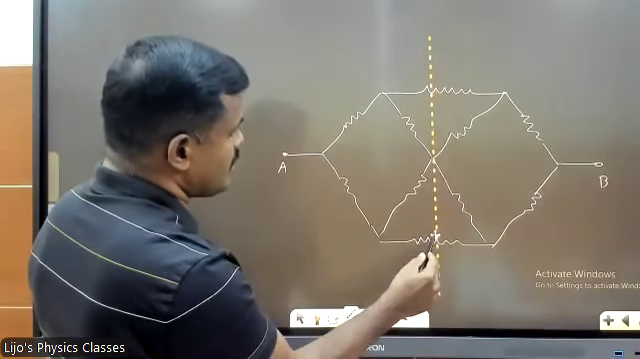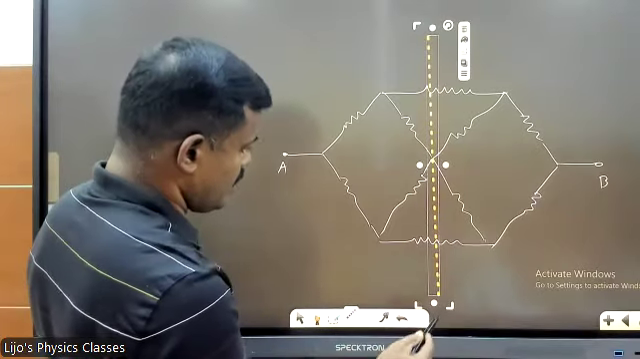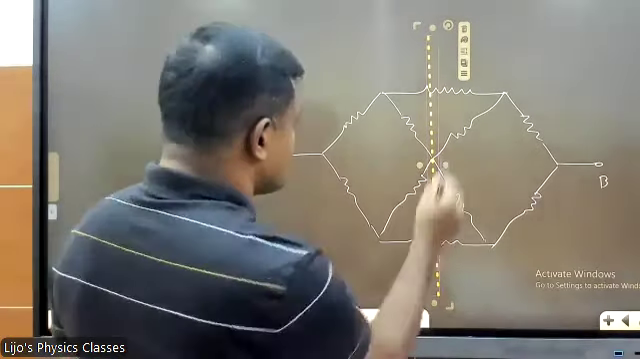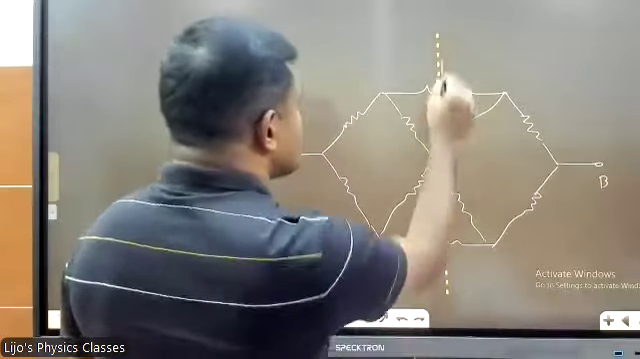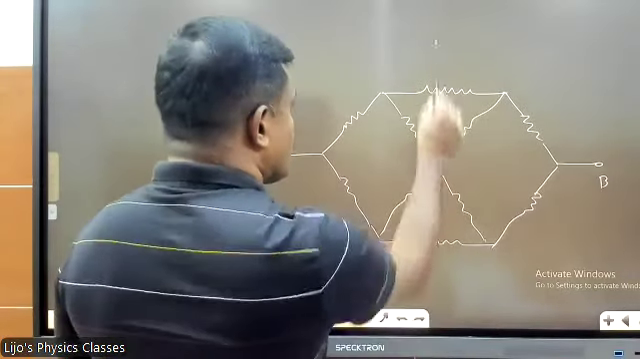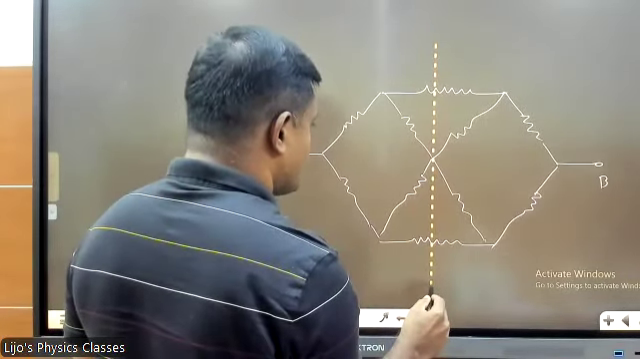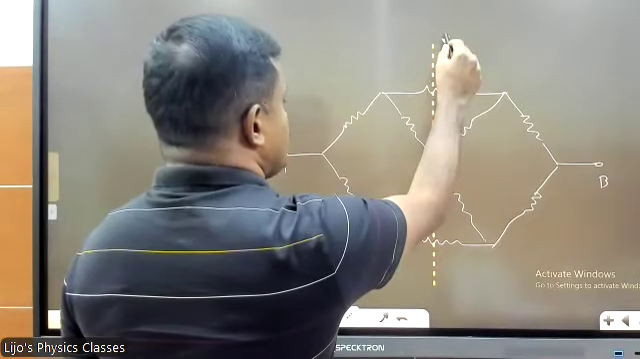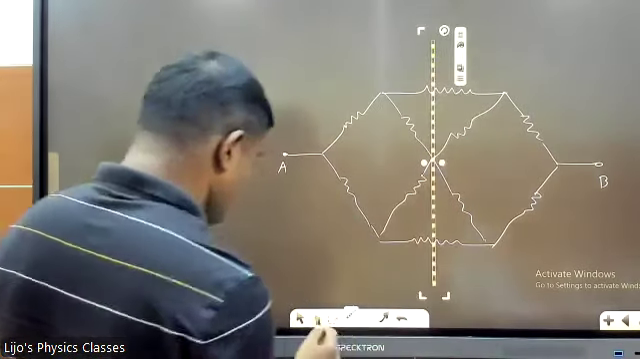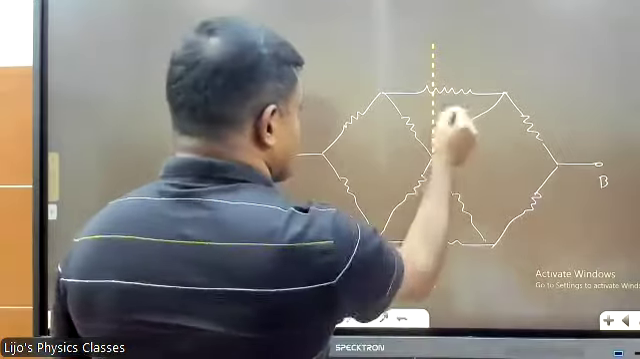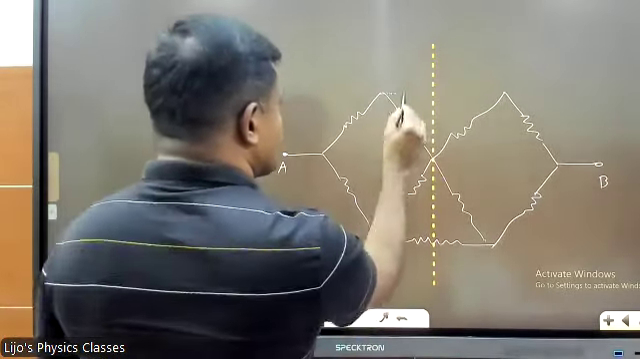Look at that. I can draw a line through the middle. See the line through the middle? If I draw the line through the middle, see this. I'll complete it one more time.